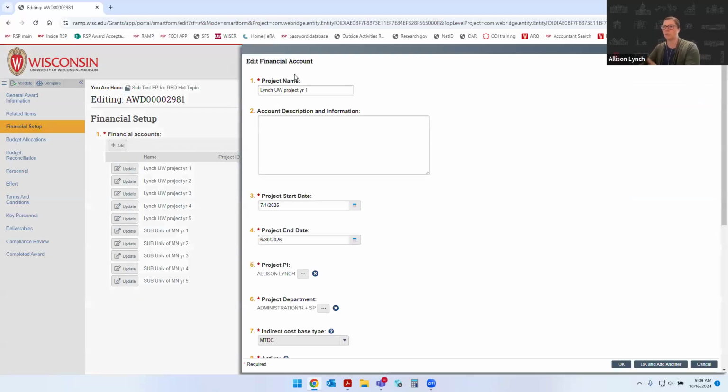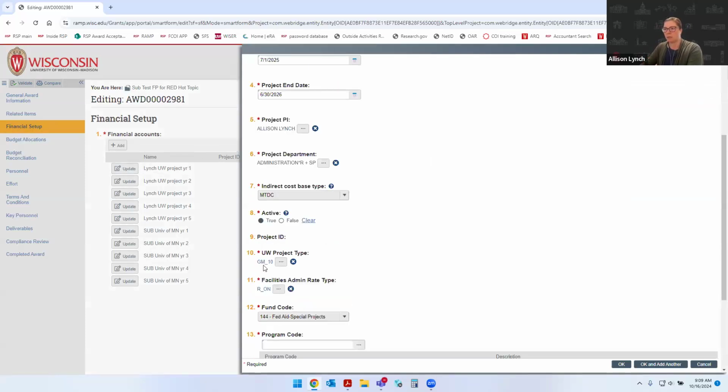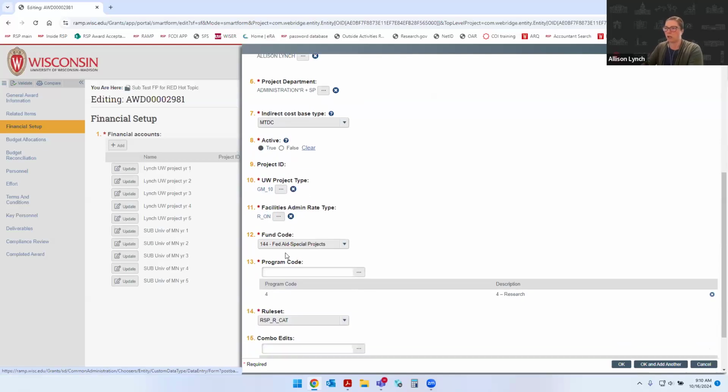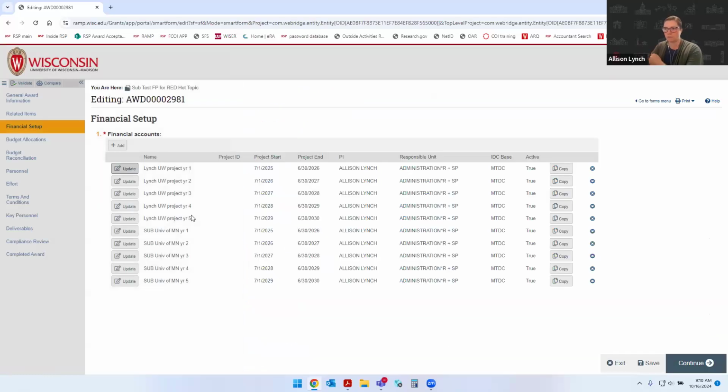we typically see. So for an NIH award, you can include the project name, the dates. It would likely be GM10, sometimes GM98, or fellowships, but in this case, it's just the standard research. 144, RSP, RCAT rule set, that's the standard rule set. And no, this is not an outgoing sub project, it's a UW project. So we would answer no for this. And so the rest of these 5 are all the same aside from the dates.